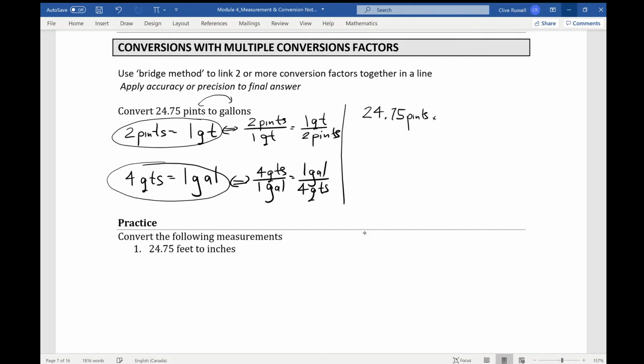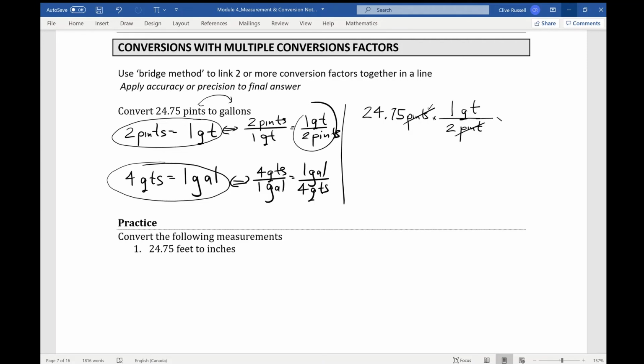Now we have to go from pints to quarts. So because we have pints in the numerator, we want pints in the denominator. So we're going to put 1 quart there and 2 pints there. So right away the pints will go, and I'm left with quarts.